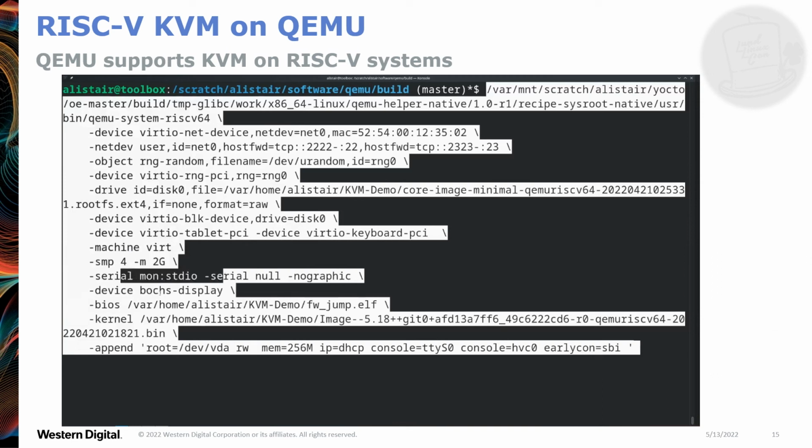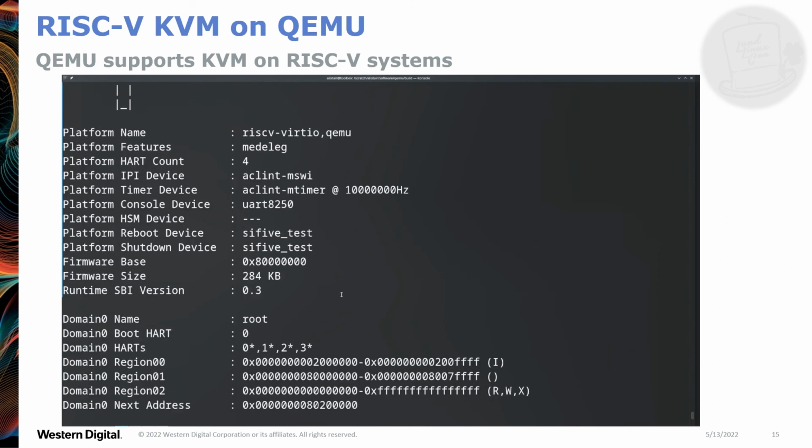And we're running OpenSBI, which is the common RISC-V firmware, kind of similar to ATF. And then we're running a 5.18 kernel, because that's what I built. There we go. So that's OpenSBI.